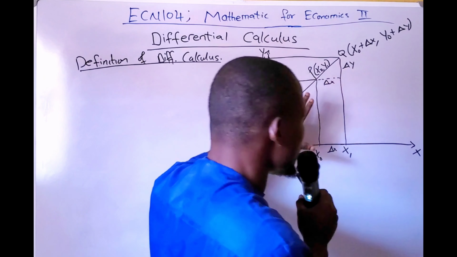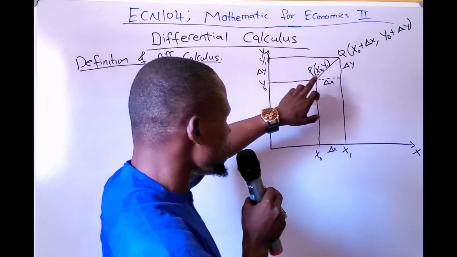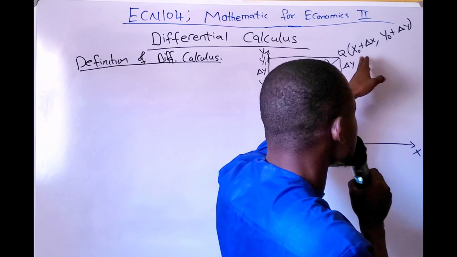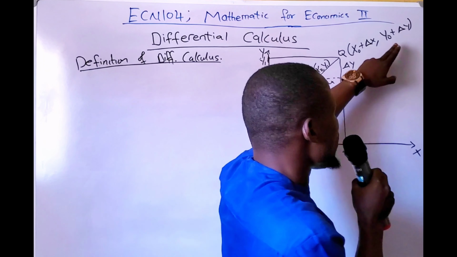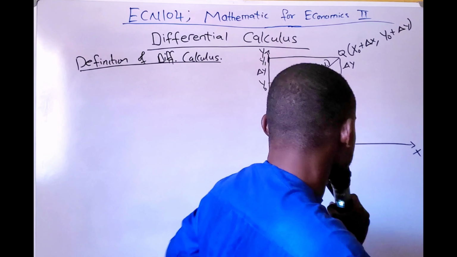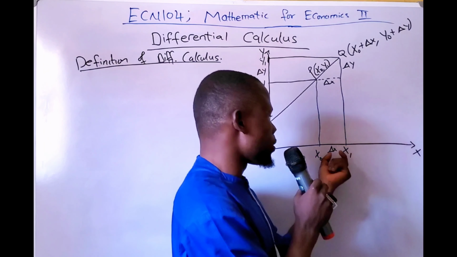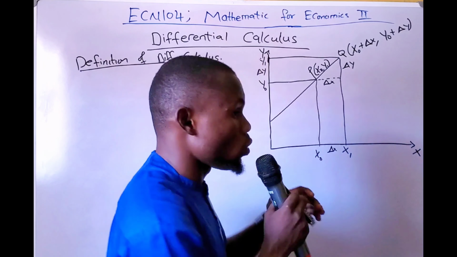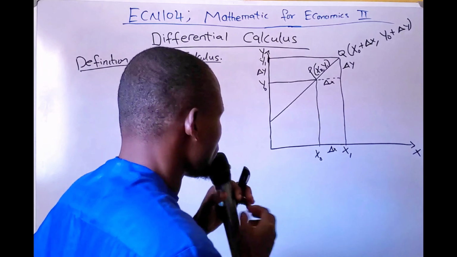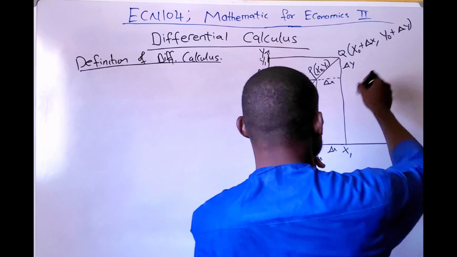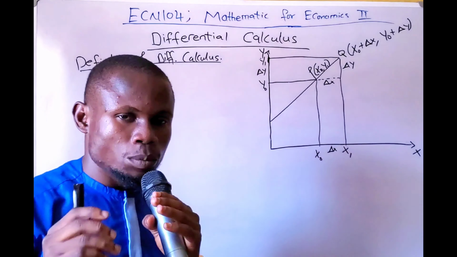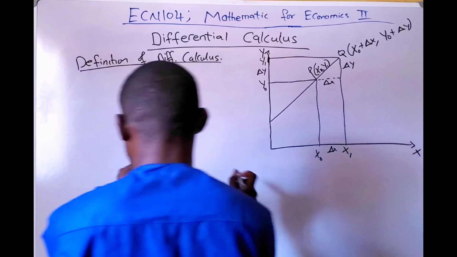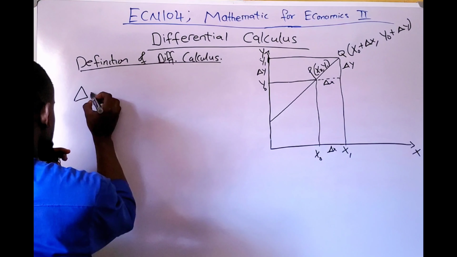From this graph, the coordinate of point P is x0, y0, while the coordinate of point Q is x0 plus change in x, and y0 plus change in y. A move from x0 to x1 creates what we call change in x, and a move from y0 to y1 creates what we call change in y. This length here is what we call the chord PQ.